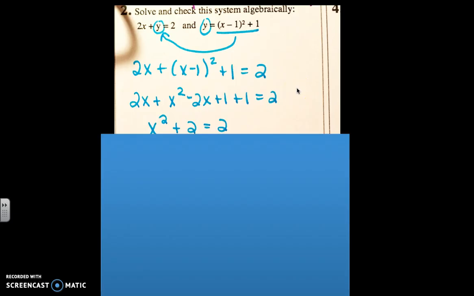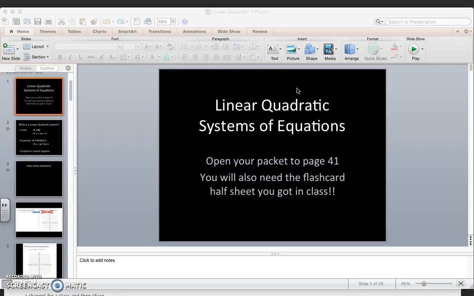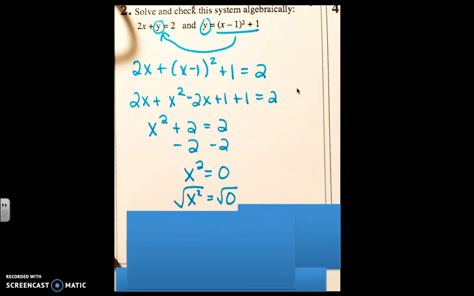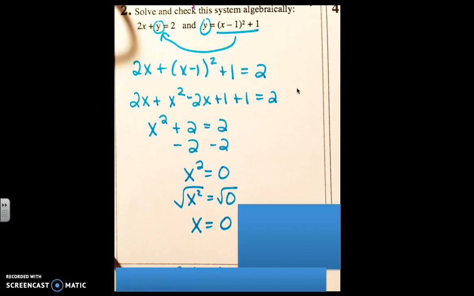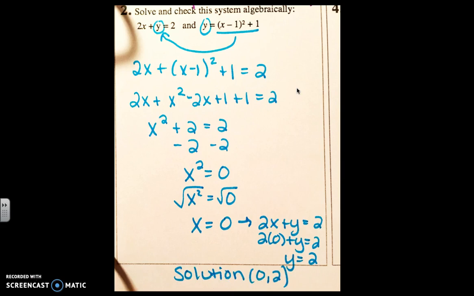Okay, now there's two ways to do this. You can go ahead and get it equal to 0 and then factor and solve, or you can use the square root method, which is what I decided to do. So I subtracted 2 on both sides. That gave me, oops, sorry about that. That gave me x squared equals 0. When I take the square root on both sides, x is equal to 0. And you can see this is why there's only one solution, because the square root of 0 is not plus or minus 0 like we normally would have a plus or minus, because 0 isn't positive or negative. So we only have that one x solution. We're going to substitute that into the original linear equation, and we get an answer of 2, which gives us a solution of 0, 2.